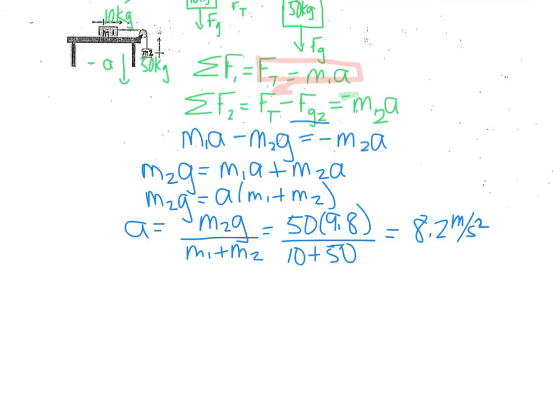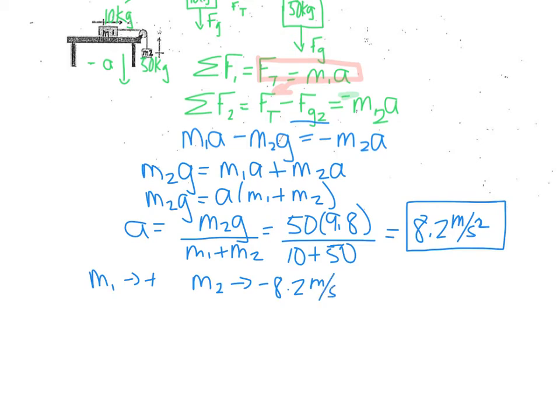Okay, so I just factored out an a, rearranged, moved things around, and then substituted into the equation, and we get an acceleration of 8.2 meters per second squared. So that's the acceleration of the system. If we wanted the acceleration of mass 1, it would be a positive acceleration. The acceleration of mass 2 would be a negative acceleration because it's going downward. But the system, you can just leave it with no sign on it at all.